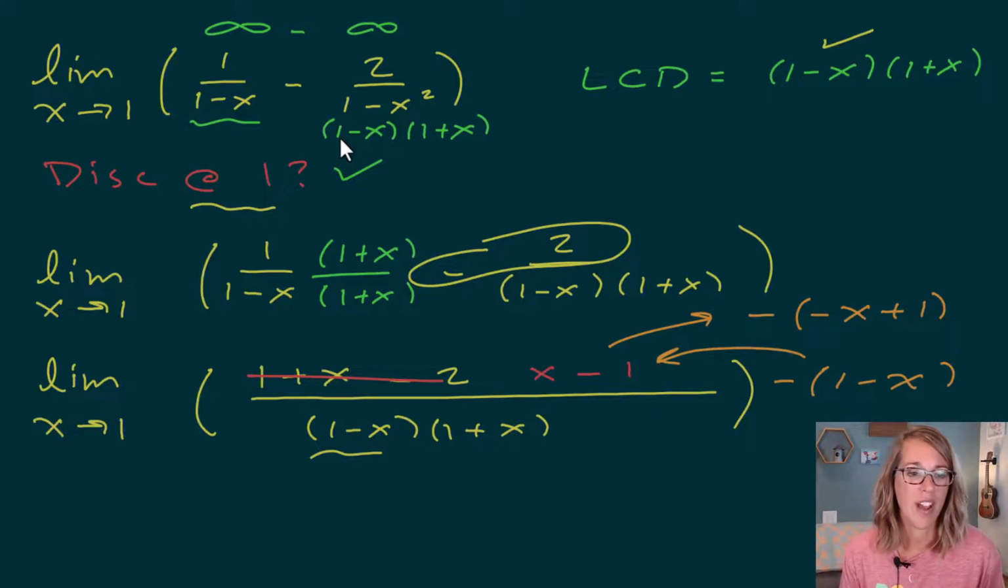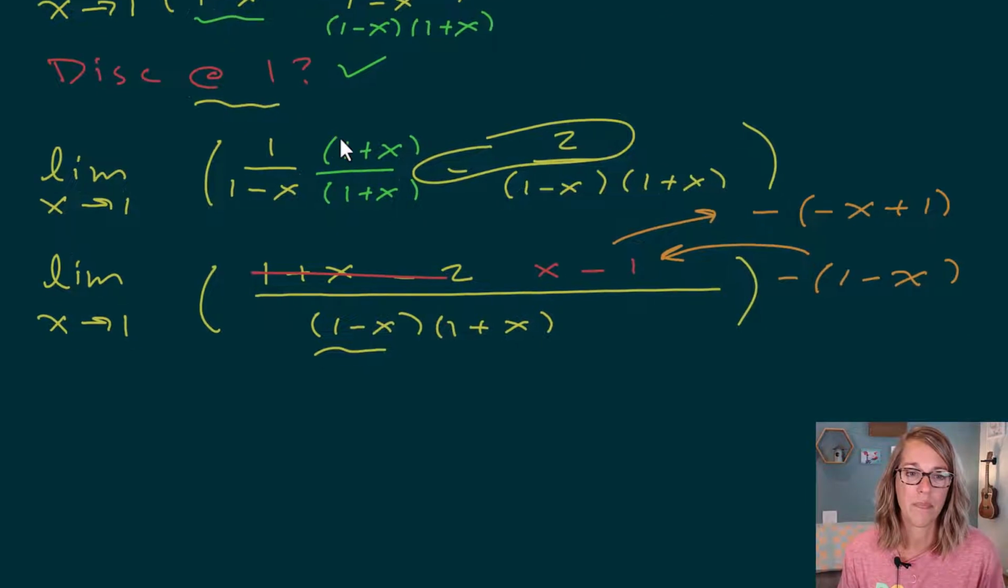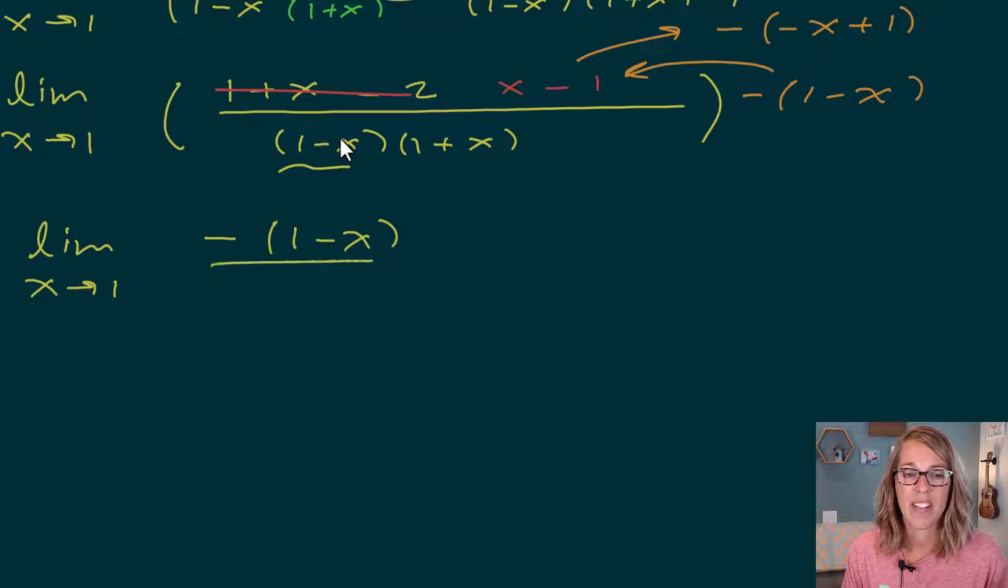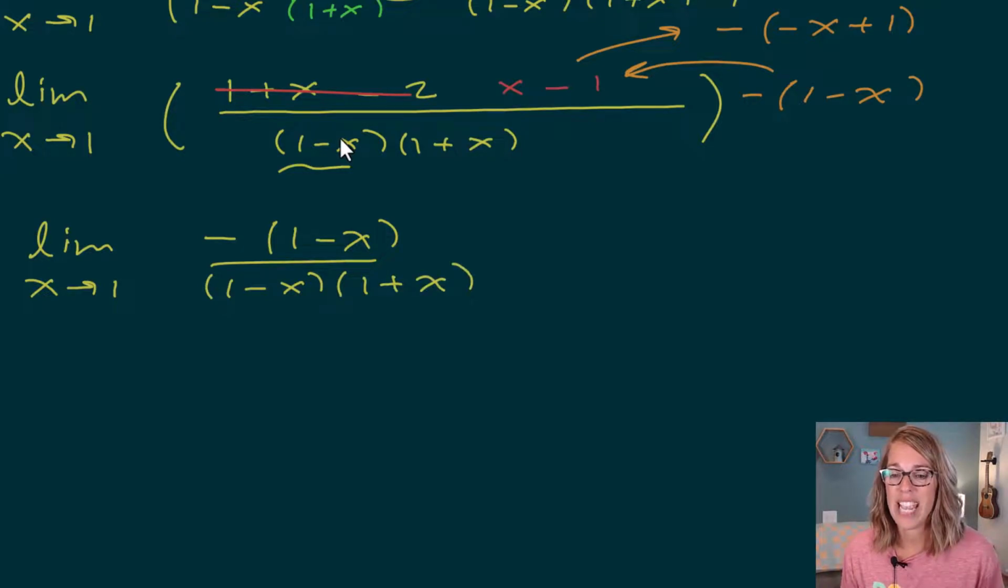Let me rewrite what I've got. I'm going to give ourselves a little more room. Rewriting what we've got, we are 1.5 steps away from our answer. So my numerator is negative parenthesis 1 minus x. My denominator, which we left in factored form, is 1 minus x, 1 plus x. Now I can cancel where that discontinuity with 1 lived, and that was the 1 minus x. I can now evaluate this at 1 with a direct substitution.